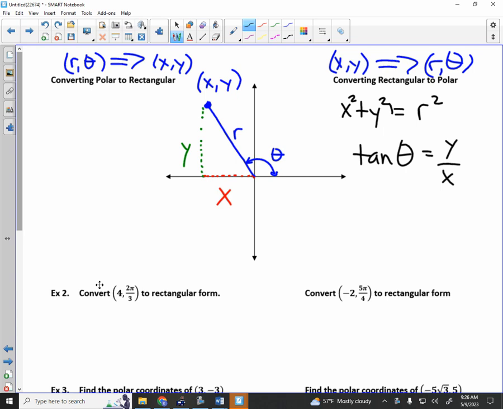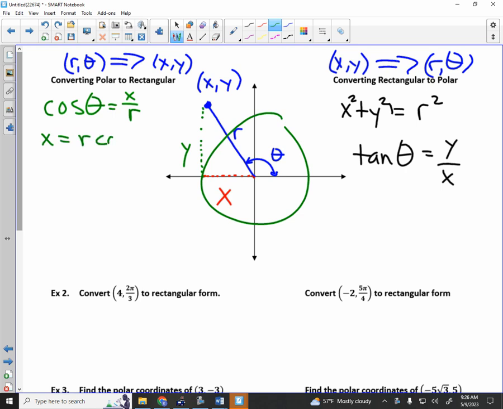Suppose that you want to figure out x and y. Well, somebody give me a relationship that exists between r, theta, and x. Cosine. Cosine of theta is equal to what? X over r. Multiply both sides by r and you get x is equal to r cosine of theta. Remember when we talked about vectors, that was the horizontal component of the vector. Same thing exists right here.